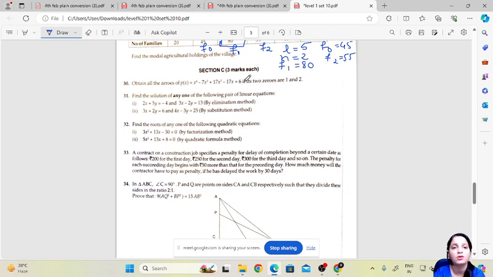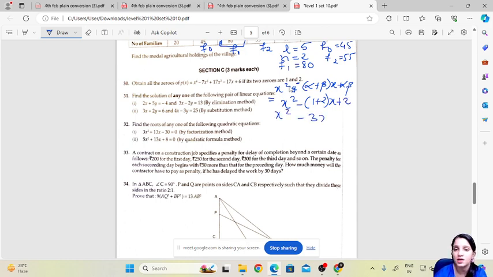Then obtain all the zeros of p(x) equal to x raised to 4 minus 7x cube plus 17x square minus 17x plus 6 if its zeros are 1 and 2. Okay, two zeros are given. Now how do we form one equation using these two zeros? x square minus (alpha plus beta) into x plus alpha into beta. Now x square minus (1 plus 2) into x plus 1 into 2, which is 2. So your answer is x square minus 3x plus 2.